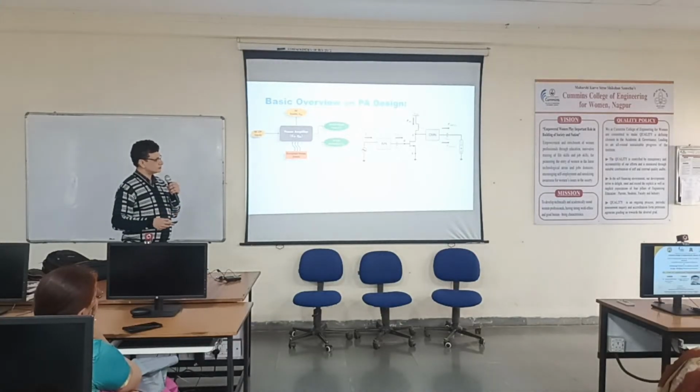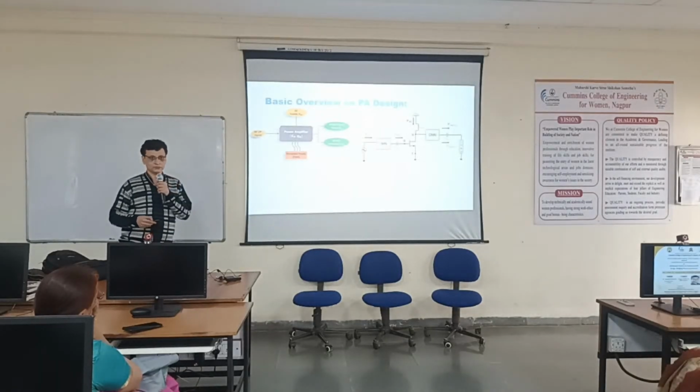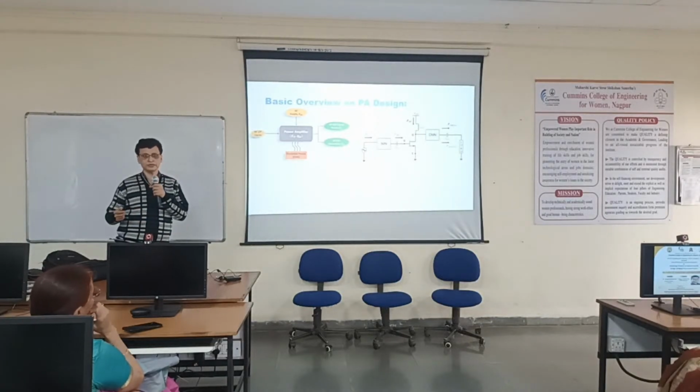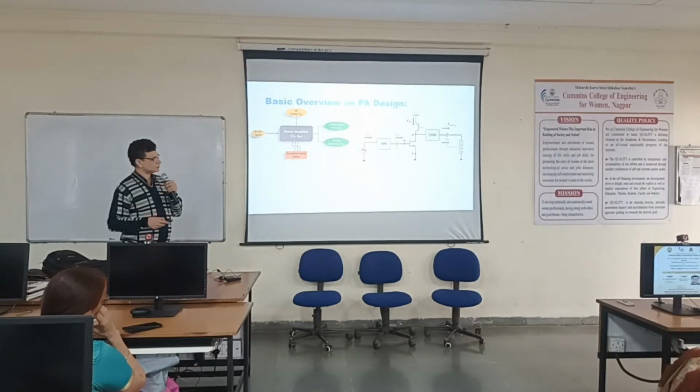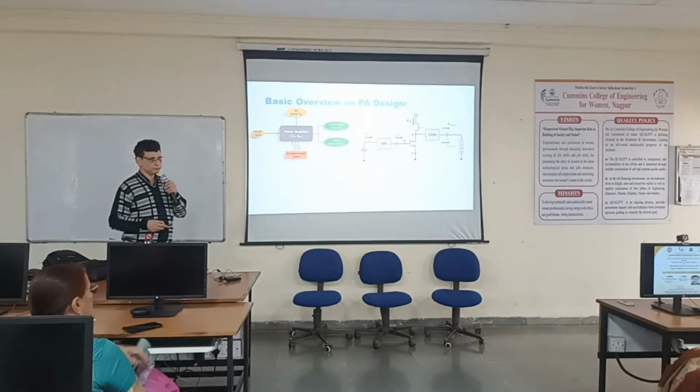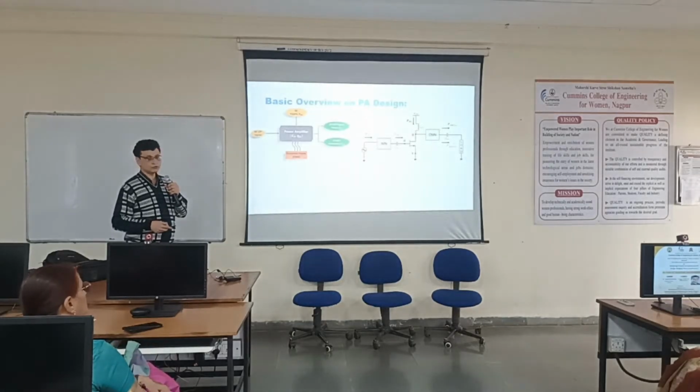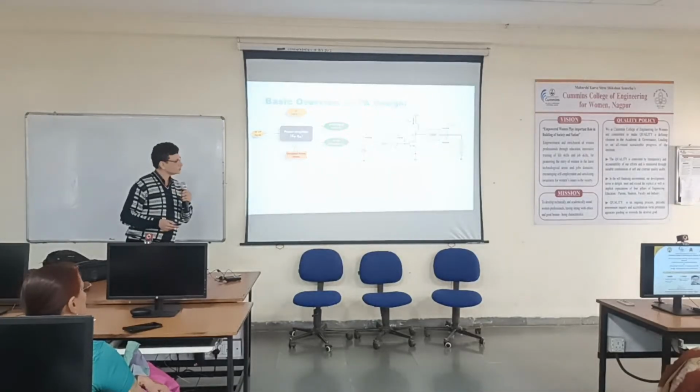Now, suppose this is our transistor, then we need an output matching network and an input matching network. I hope everybody knows what matching is. Matching means to ensure that maximum power is transferred. The input matching network performs that same function, so that the maximum amount of power from the source goes to the input of the transistor, and the output matching network ensures that the maximum amount of power goes from the output of the transistor to the load. That's all.